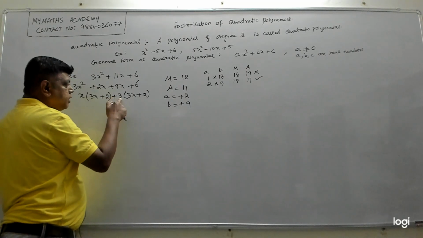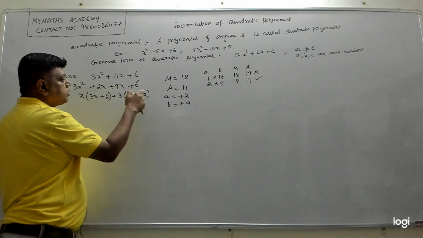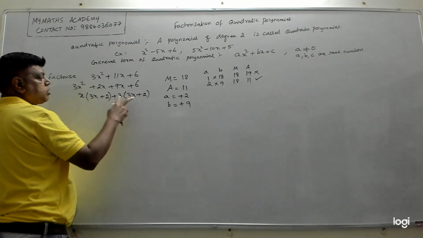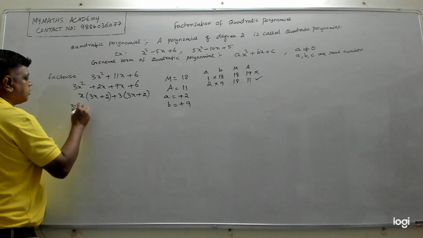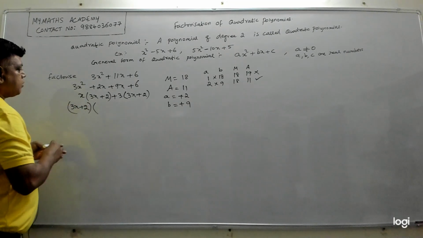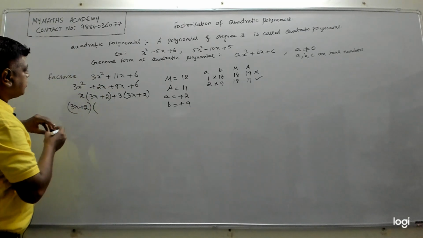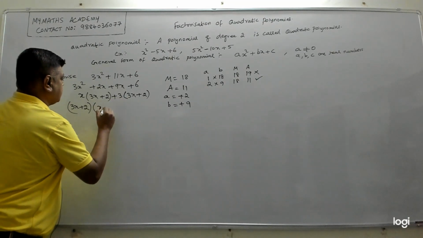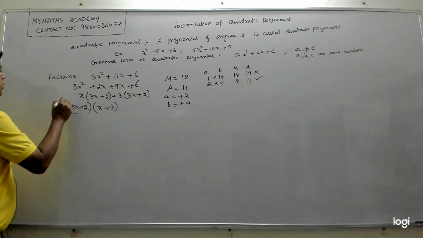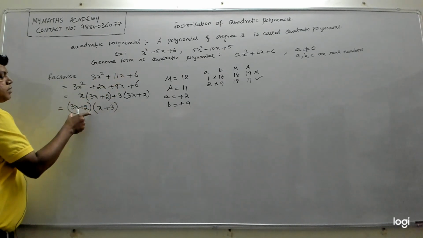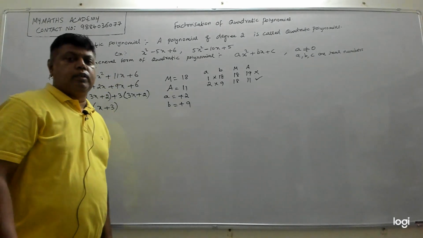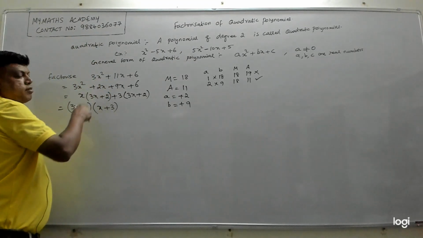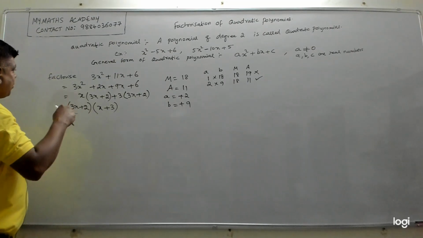Now you multiply. What is 3 into 3x? 9x. 3 into 2 is 6. You will get back this. Now again in these two, what is common? 3x plus 2 is common in both. Now take that 3x plus 2 common. Then I will have x, since 3x plus 2 is gone. I will have plus 3. So this is your answer. Factorization of this is 3x plus 2 into x plus 3. Now if you multiply these two, you will get back the same. Fine.